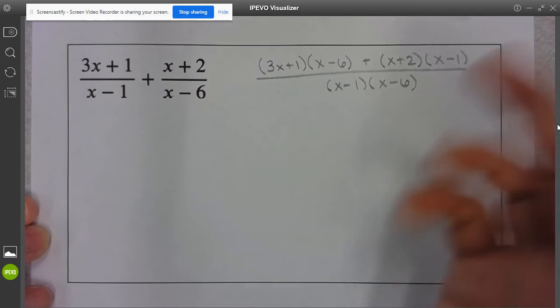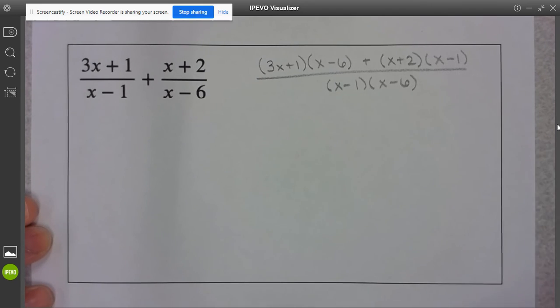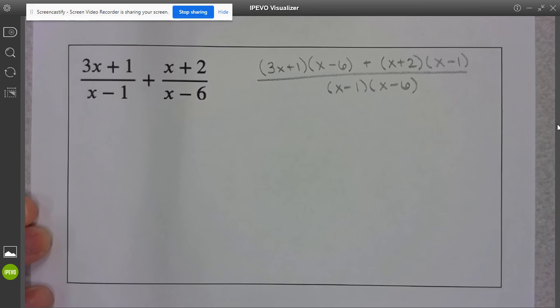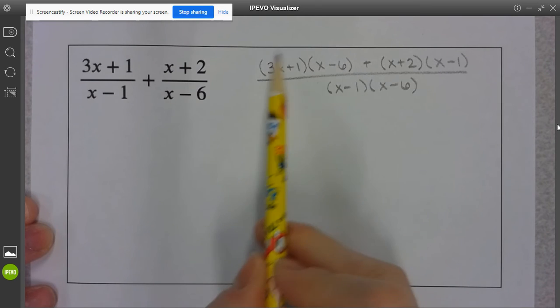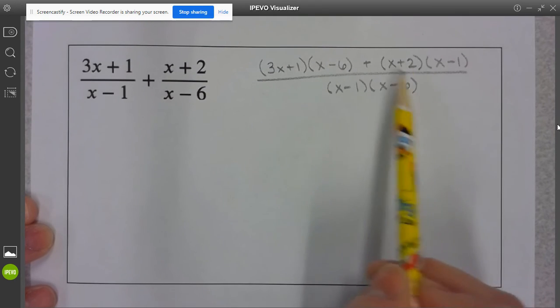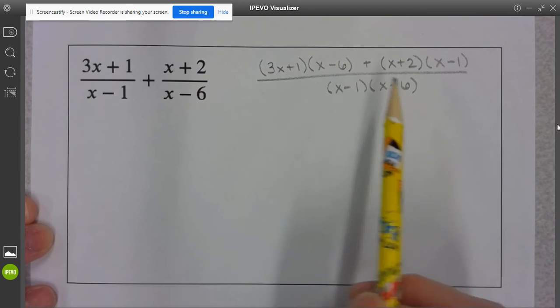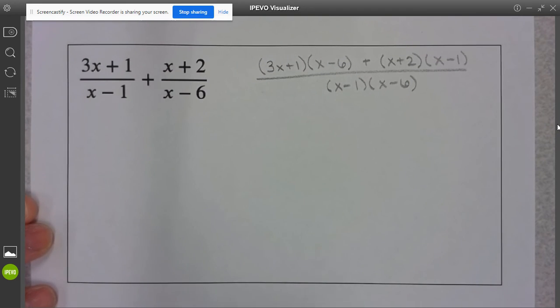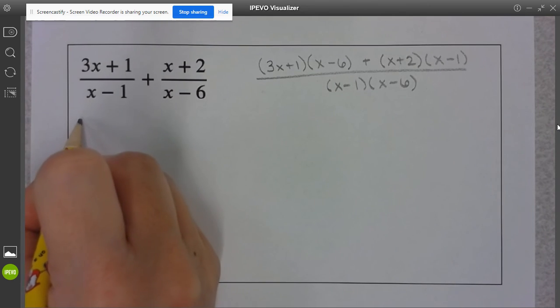Now, in some of the other classes, you guys might be comfortable with FOIL. I know my classes prefer the box method. It literally does not matter how you choose to multiply. However you multiply, just make sure you get all of your terms. This one should end up with 4 terms if you double distribute. So should this one. And then you can simplify and combine like terms. I'm going to do one with the box method and one with FOIL just so that everybody's bases are covered.